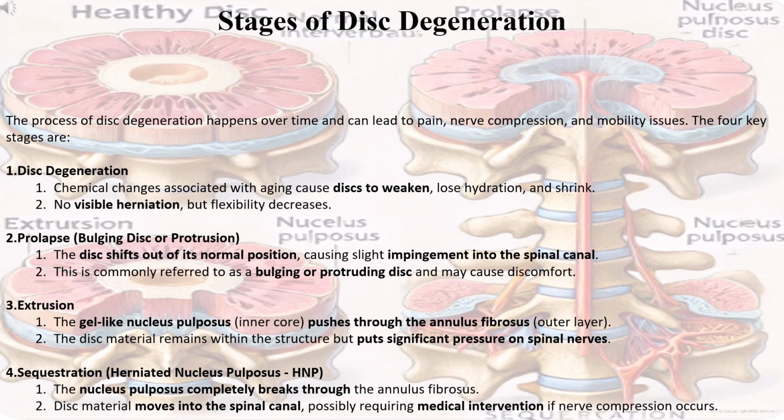Sequestration: the nucleus pulposus completely breaks through the annulus fibrosus. Disc material moves into the spinal canal, possibly requiring medical intervention if nerve compression occurs.